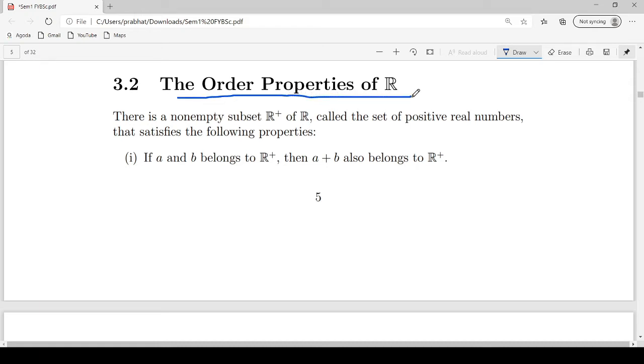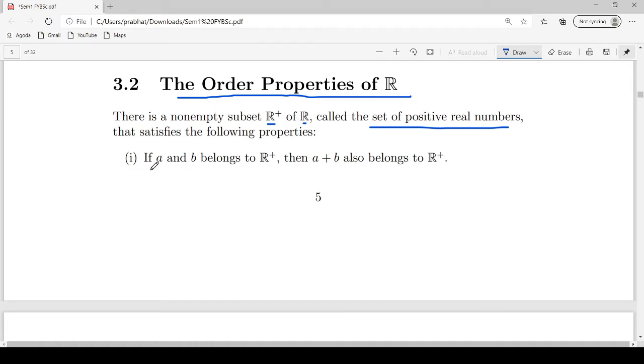It states that our set of real numbers R has a subset which we call the set of positive real numbers, and we denote that subset by the symbol R plus, and this subset satisfies certain properties which are listed here.